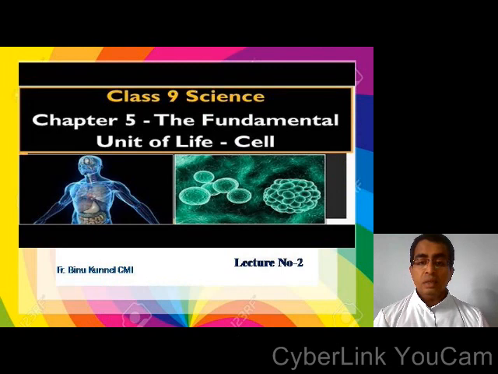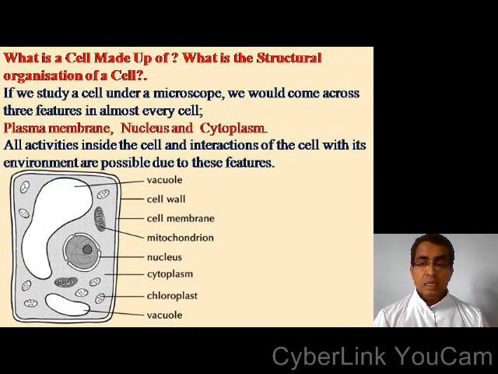Today, we continue our discussion on chapter 5, the fundamental unit of life, cell. What is a cell made up of? What is the structural organization of a cell? If we study a cell under a microscope, we will come across three features: plasma membrane, nucleus, and cytoplasm.